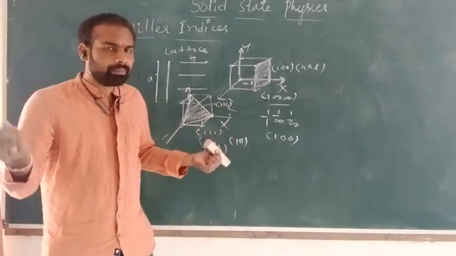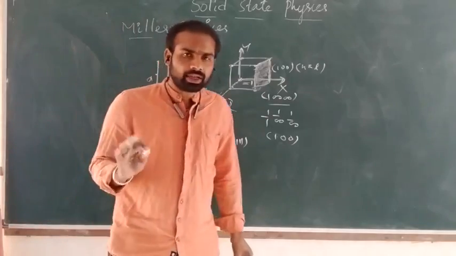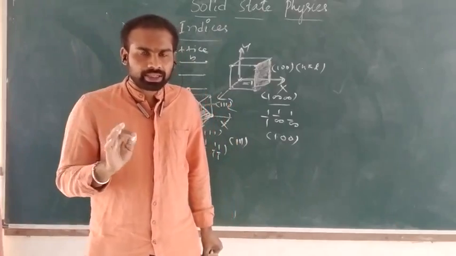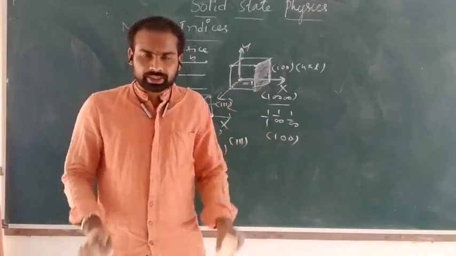Like that, you can take many examples. So these are the Miller indices. Miller indices are nothing but the reciprocals of the intercepts made by the plane in the coordinate system.